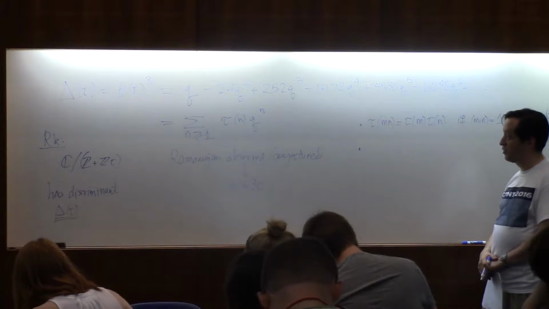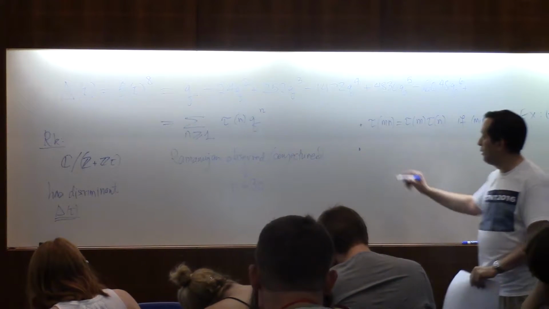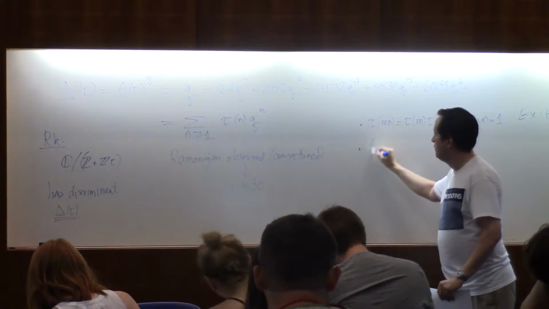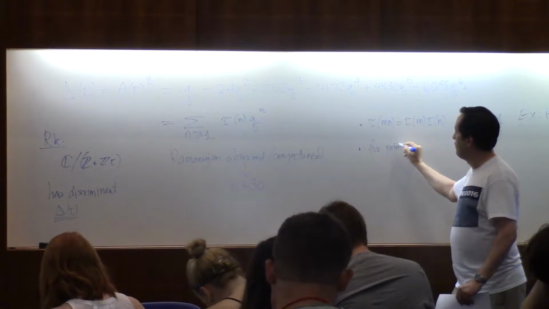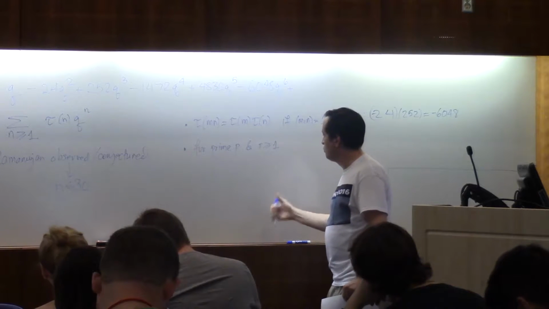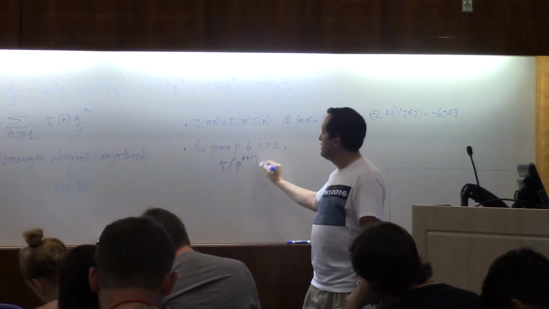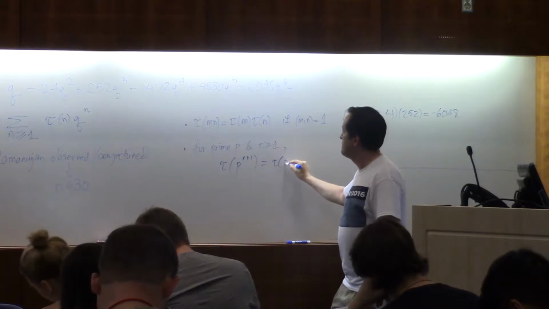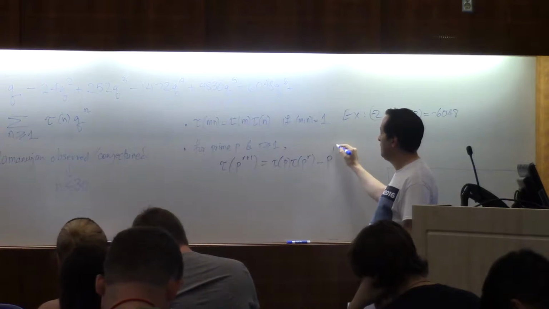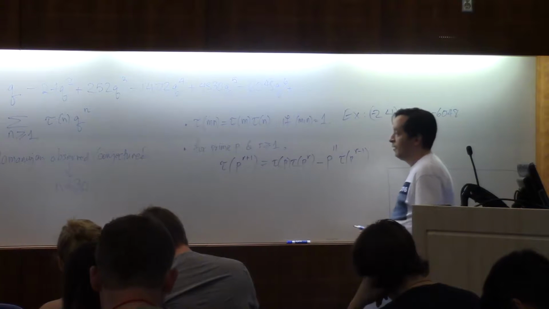His next conjecture from observations was a recursive formula for its value on prime powers. For prime p and exponents r greater than or equal to 1, he observed there's a 3-term recursion. Tau of p to the r plus 1 is tau of p times tau of p to the r, minus p to the 11th, tau of p to the r minus 1, obviously.